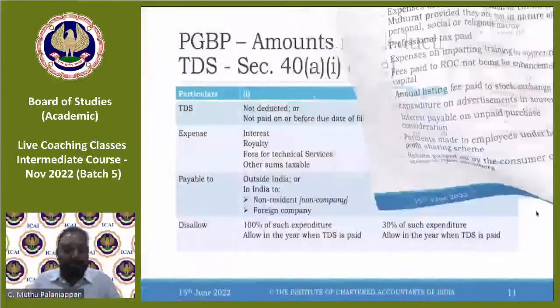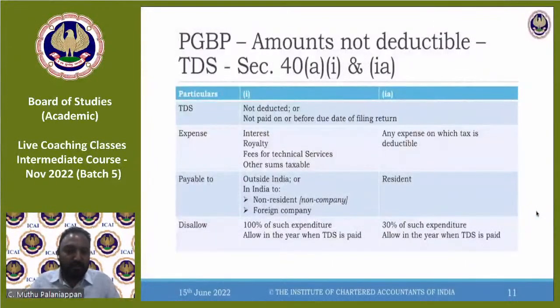So we'll move on to the next deduction, that is section 40. Here we are not talking about deductions. We are going to talk about what is not deductible. What is not deductible is going to be discussed in section 40. So now we are moving on to the next category. Section 30 to 37 was about admissible deductions. Now we are moving on to section 40, which talks about amounts not deductible.